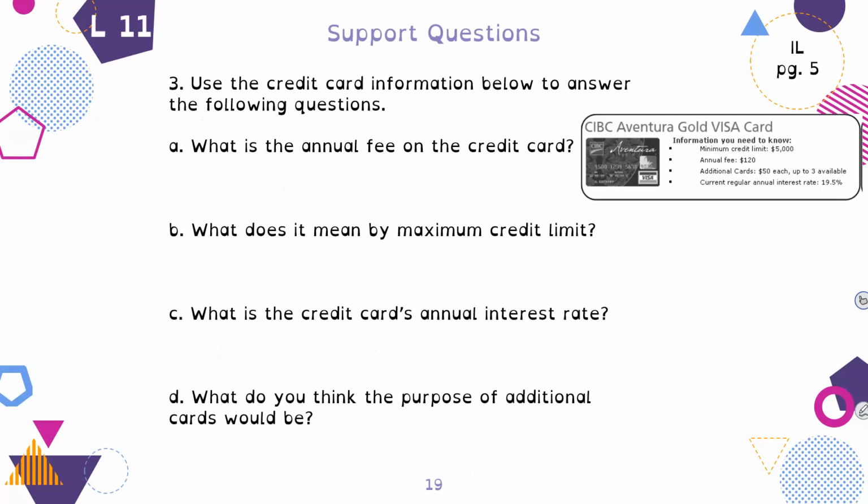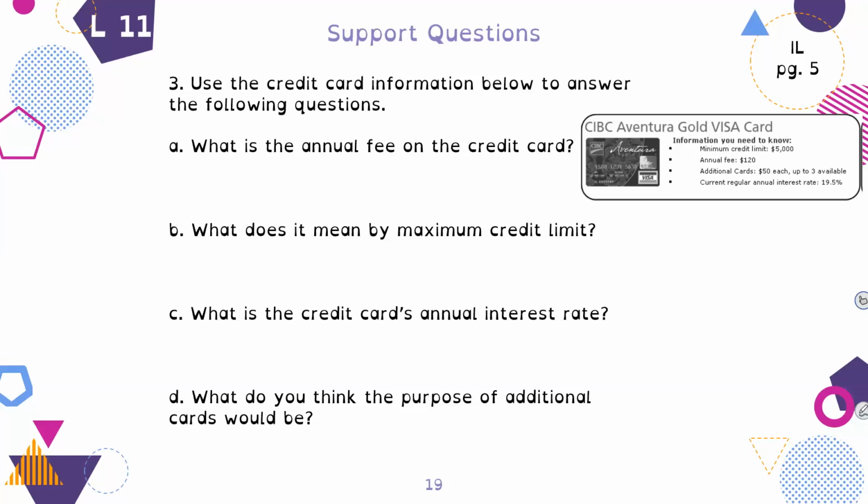So we have a CIBC Ventura Gold Visa card that has a minimum credit limit of $5,000, an annual fee of $120. For each additional card, like another member of your family, it's $50 annual fee for up to 3 cards. And it has a regular annual interest rate of 19.5%.